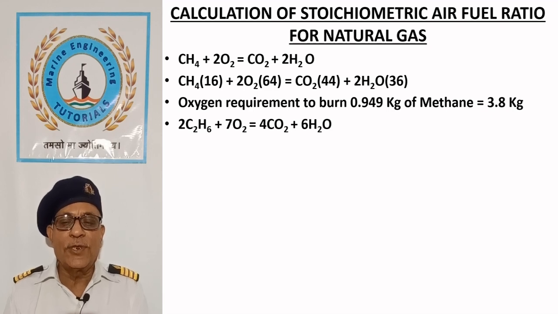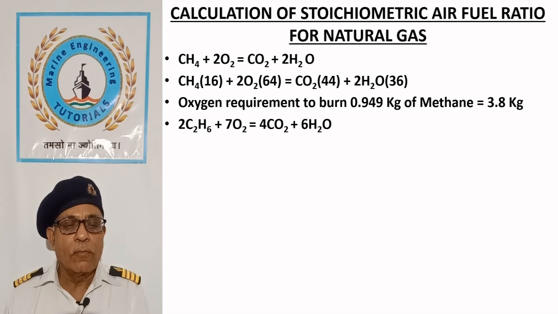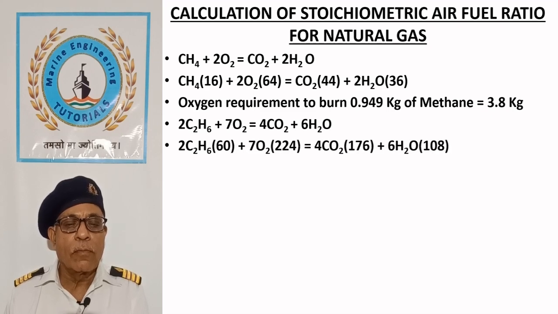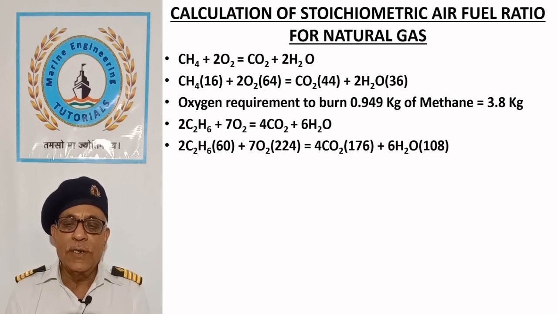Two molecules of ethane burn with 7 molecules of oxygen to form 4 molecules of carbon dioxide and 6 molecules of water vapor. Substituting their atomic weights in the equation, we can say that 60 kg of ethane combines with 224 kg of oxygen to form 176 kg of carbon dioxide and 108 kg of water vapor.